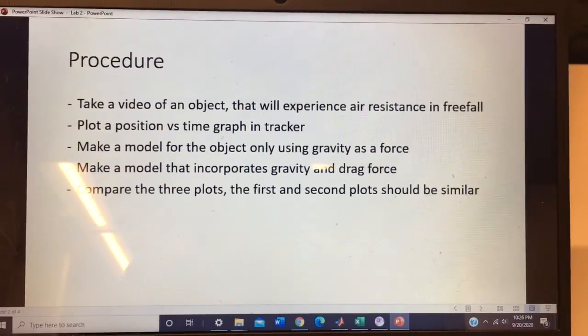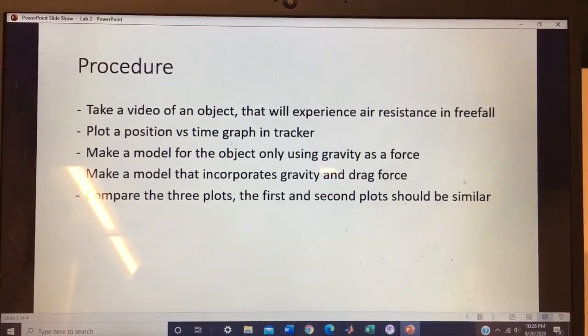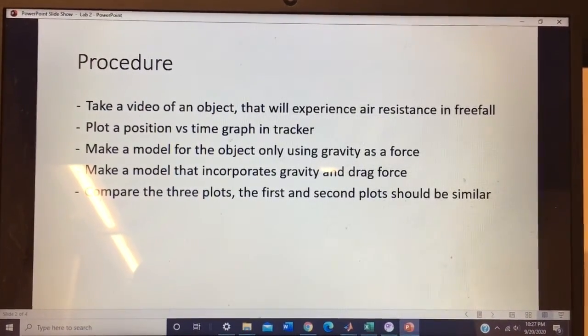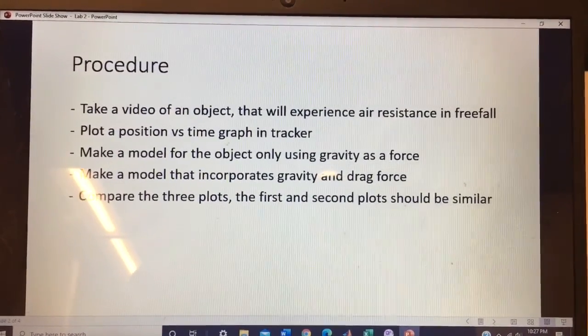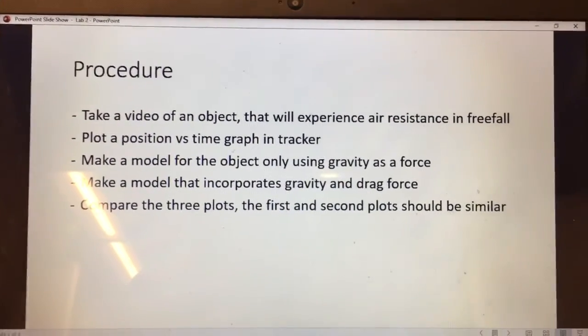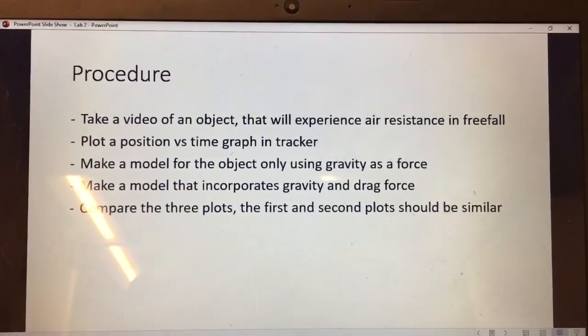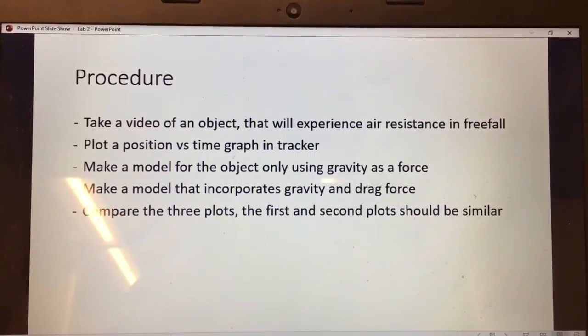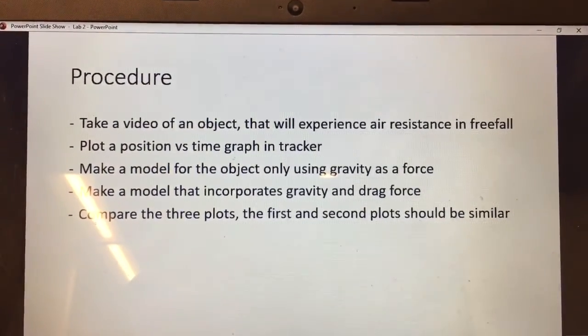In this lab, we are observing and modeling an object in freefall. The two forces that will interact with the object are gravity and air resistance. For the procedure for this lab, we're supposed to take a video of an object in freefall starting from rest. The object should be one such that there will be some air resistance experienced in freefall.